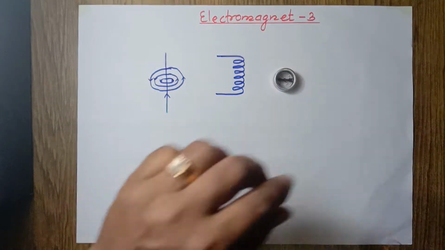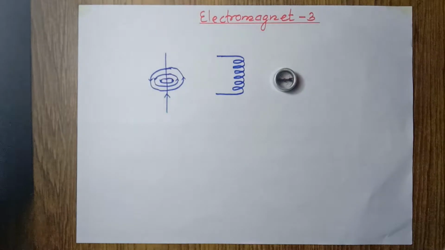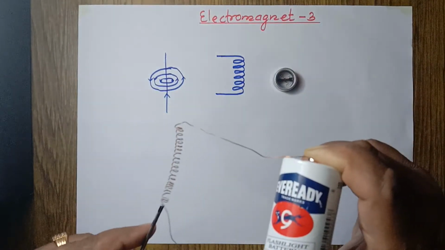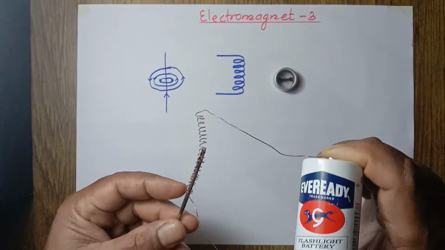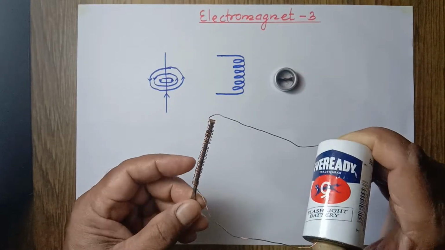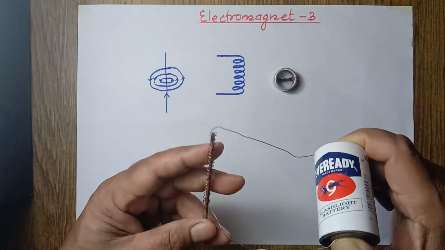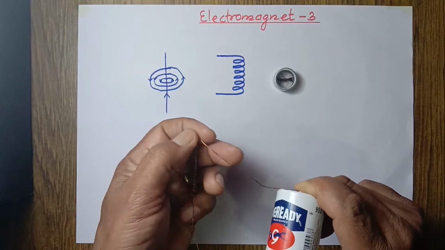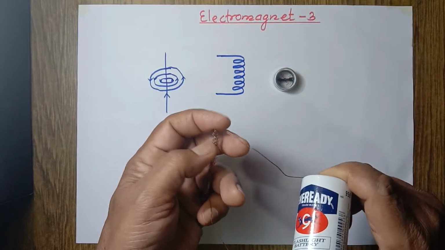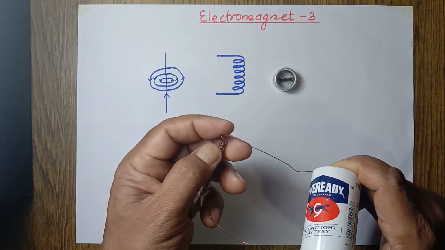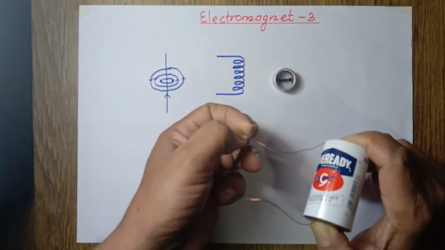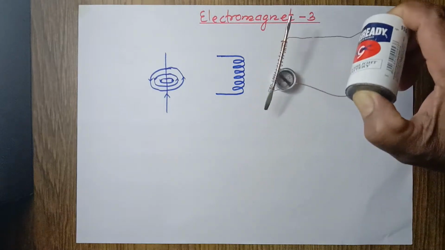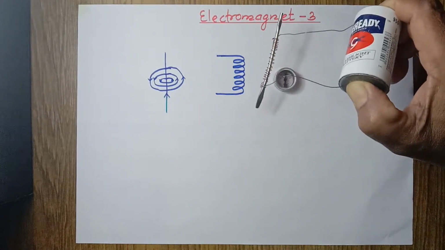Okay, if we use a piece of iron inside the solenoid, so this solenoid contains a piece of iron inside it, now what is seen? What is seen at this time? The same magnetic field strength is now increased. Look at this. It's increased.